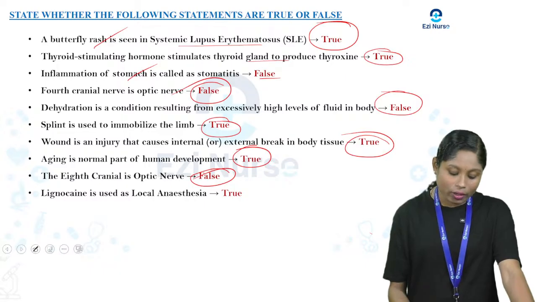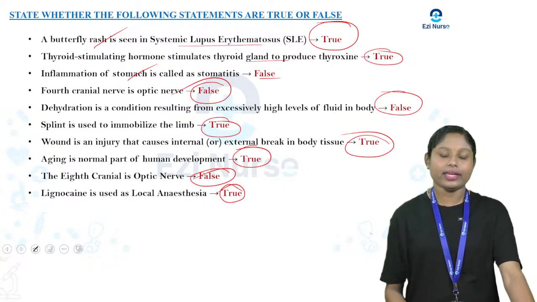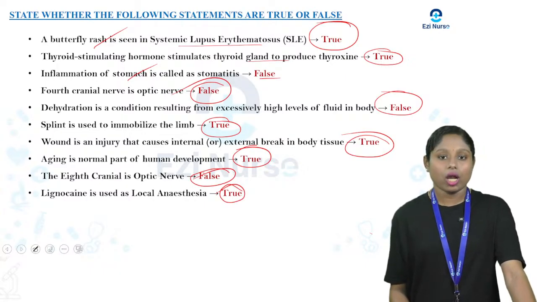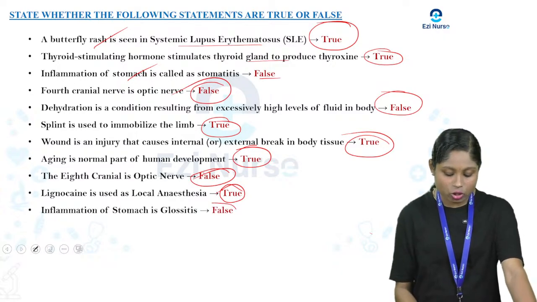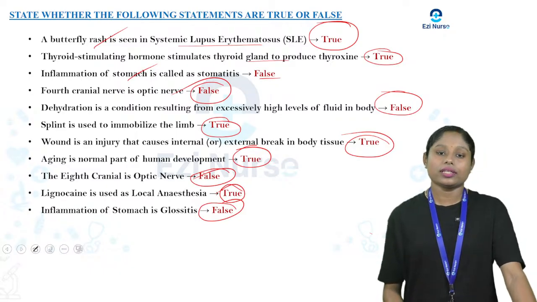Next one is lignocaine is used as a local anesthesia. Yes, lignocaine can be used as a local anesthesia. It is widely used as a local anesthesia. Inflammation of stomach is known as glossitis. No, it is not the right answer.